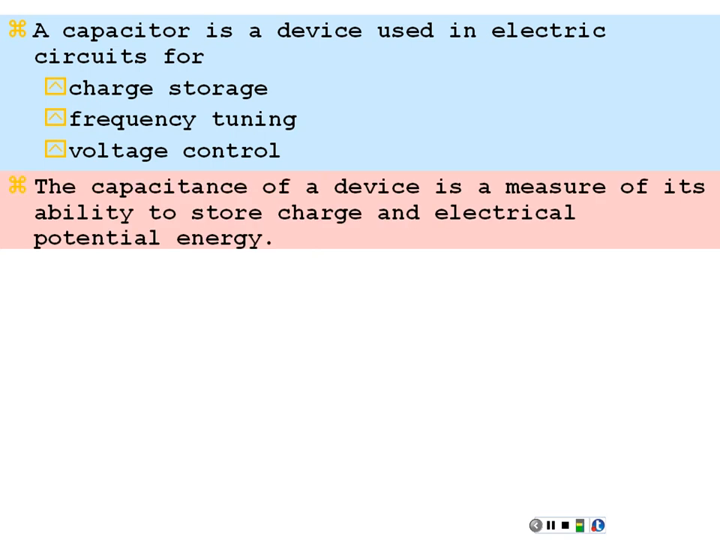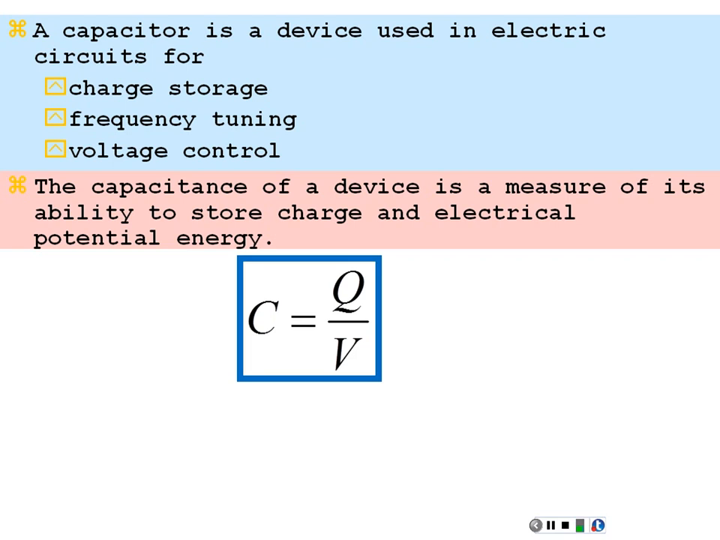We define the capacitance of a device as a measure of its ability to store charge given a potential difference. So we say capacitance is equal to the charge divided by the voltage, or the charge divided by the potential difference. Excuse me.